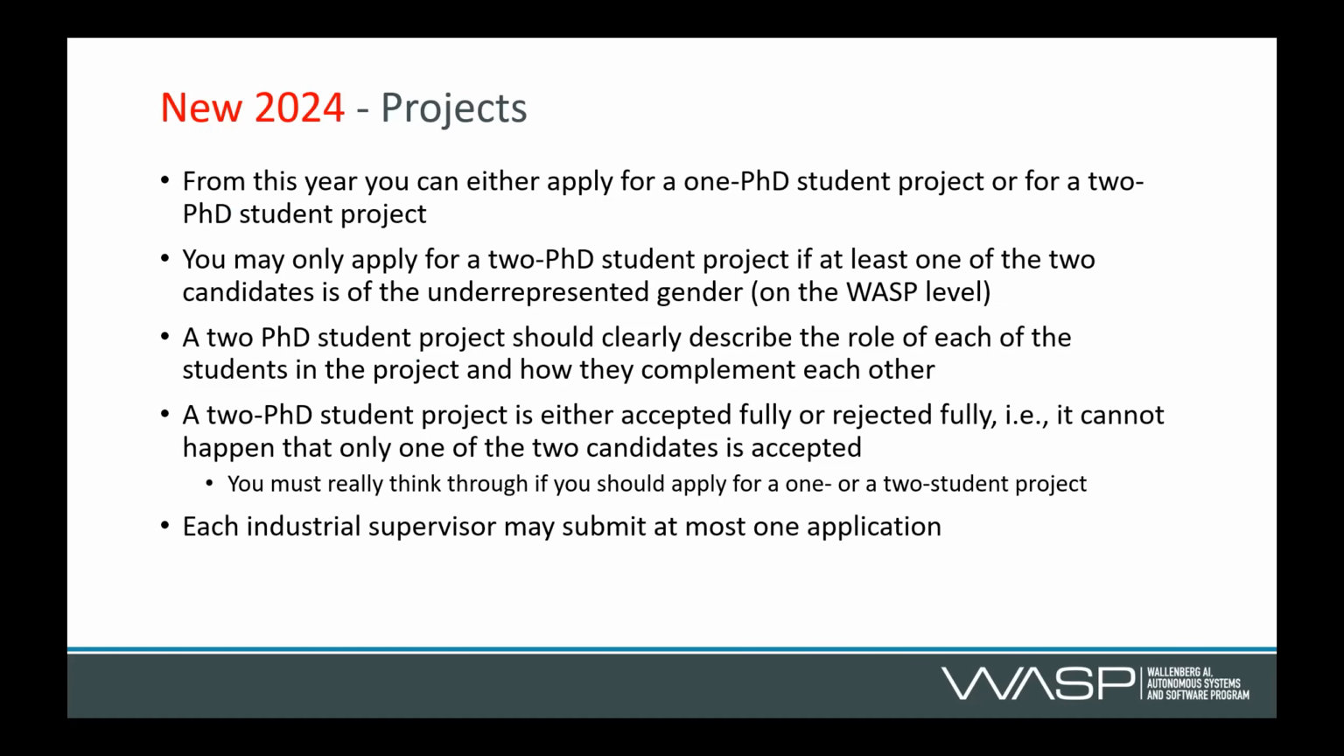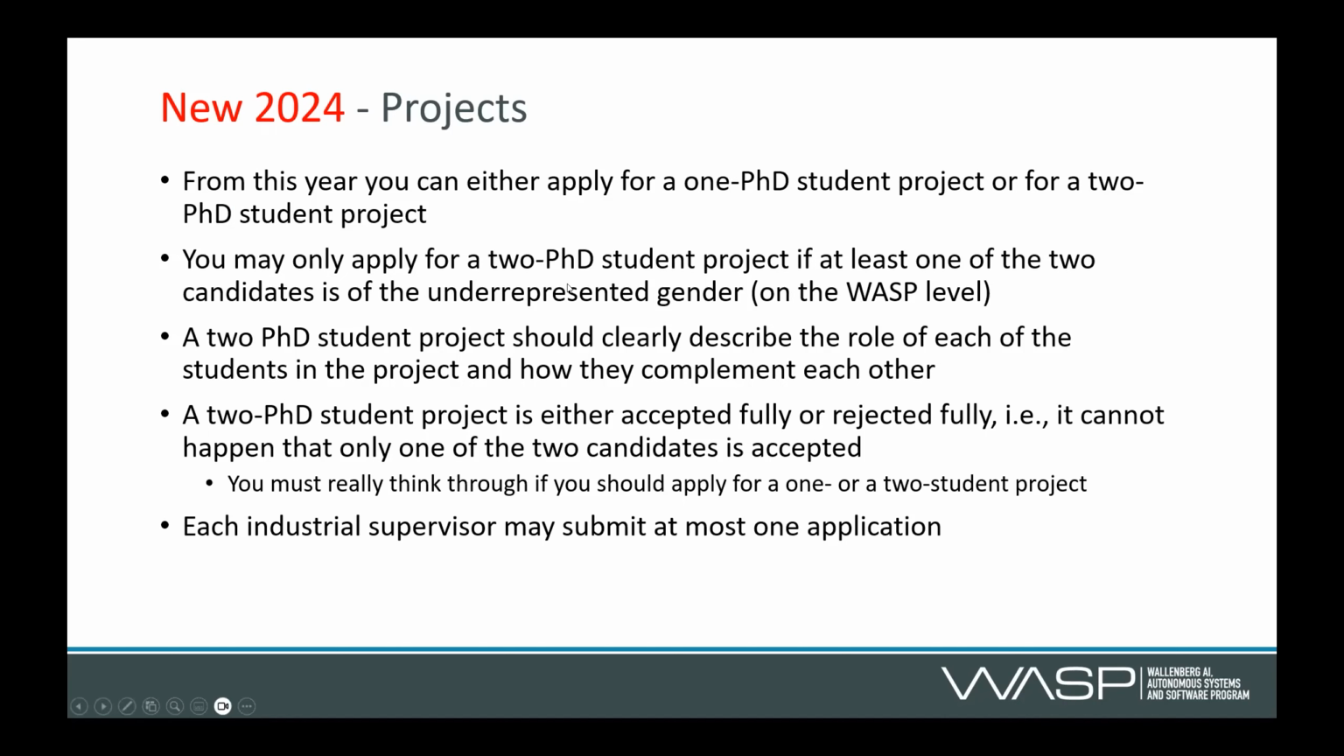What's new this year is that instead of positions, we fund projects. And you can either apply for a 1 PhD student project or for a 2 PhD student project. But you may only apply for a 2 PhD student project if at least one of the 2 candidates is of the underrepresented gender. And we count that on the WASP level. And on the WASP level, it's females that are underrepresented. So we want to raise the number of female PhD students in WASP. We actually have a KPI that says that by 2030, we should have 40% female PhD students.